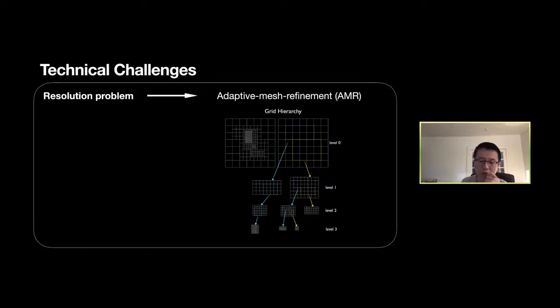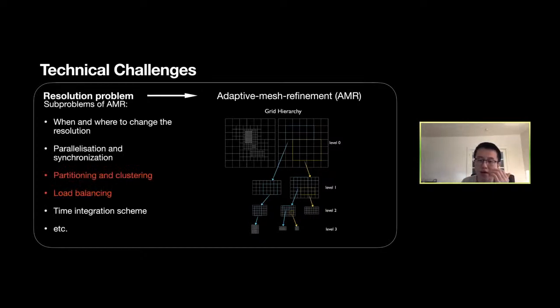So in order to implement this design, you have to resolve difficulties like when and where to change resolution. That's the first thing you have to determine. You also have to deal with parallelization and synchronization in order to synchronize the data on those edges. You can see that edges cover the computational domain. A very critical point is your partitioning and clustering scheme. They refer to the operations you're going to do with those boxes. So we're going to determine how to partition and how to cluster those boxes.